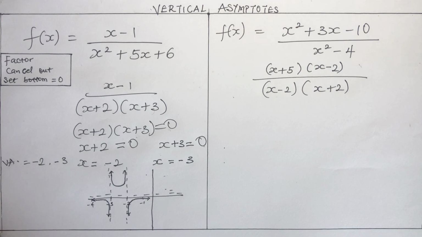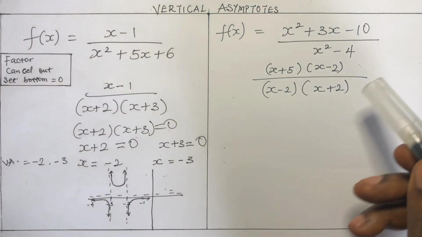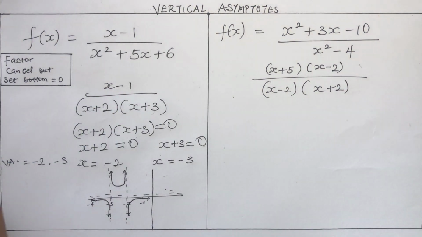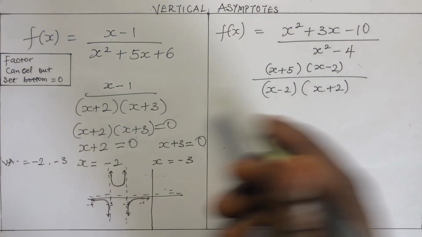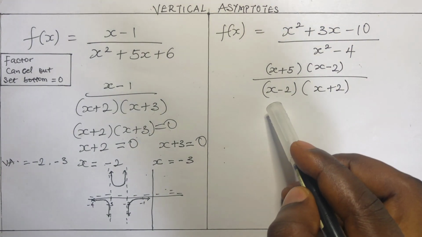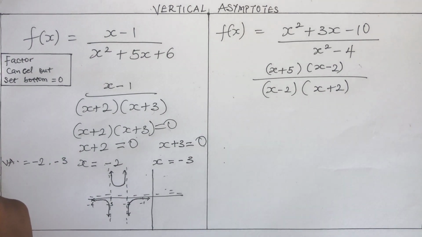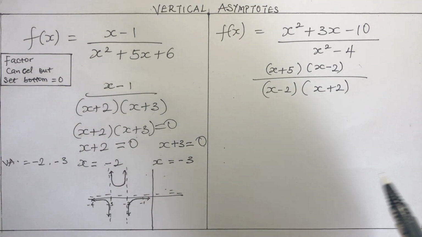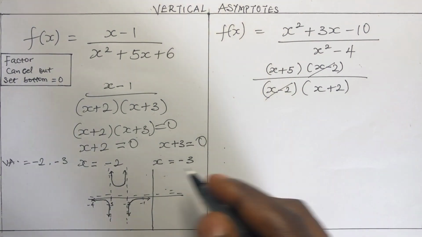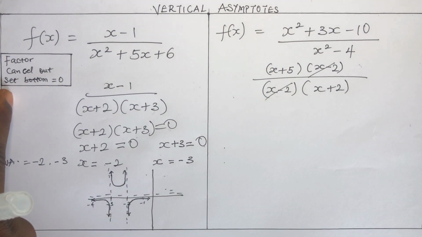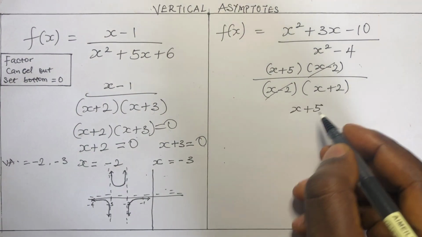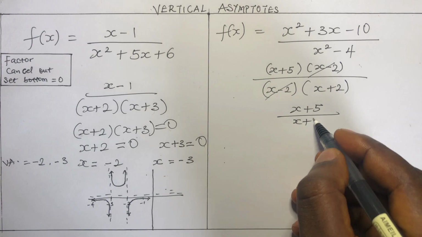You see, we have factorized both the numerator and the denominator, and then we have common terms here, right? We have x minus 2 at the numerator, and also x minus 2 at the denominator. So we need to cancel out common terms, common factors. So we cancel this, right? And we are going to set the denominator, the bottom, equal to 0. So what we have left is x plus 5 all over x plus 2.